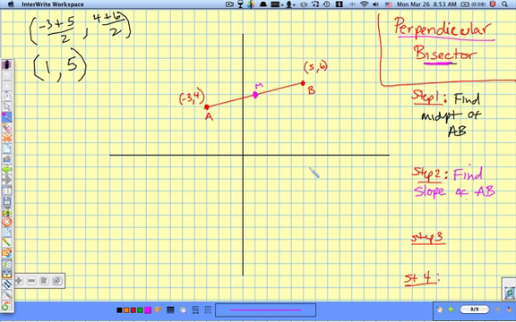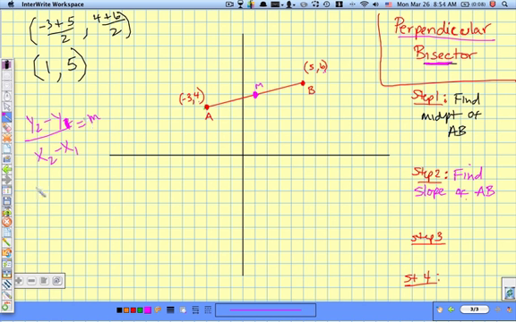Y2 minus Y1 divided by X2 minus X1. So it doesn't matter where you start. We'll say this is Y2 minus Y1. So let's just write that down quick. Y2 minus Y1 over X2 minus X1 equals M, your slope. That might be confusing because I used M for midpoint, but that means slope.